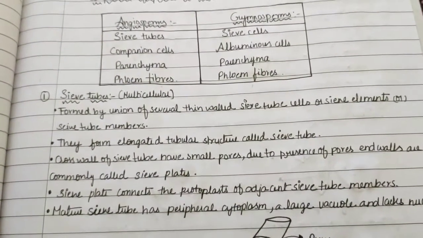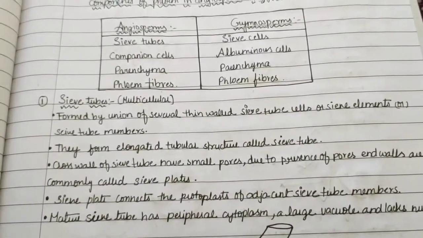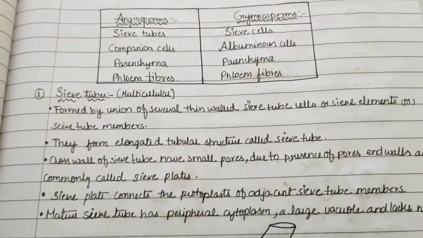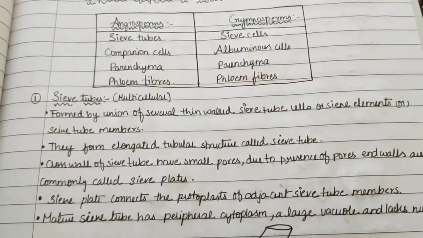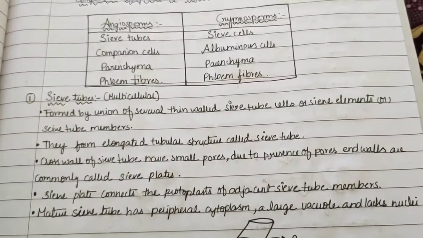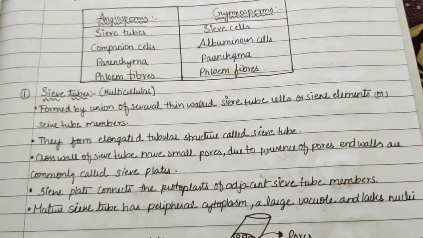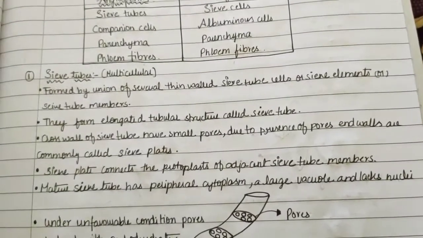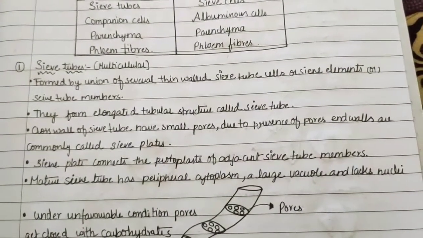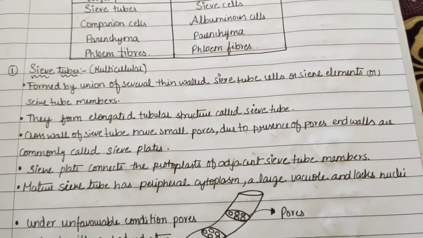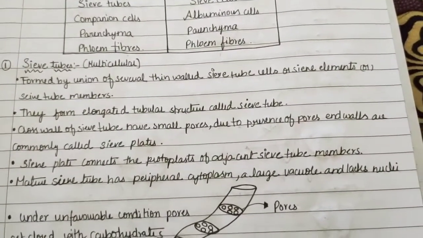Now let us discuss sieve tubes, which are multicellular. They are formed by union of several thin-walled sieve tube cells, or sieve elements, or sieve tube members. They form an elongated tubular structure called sieve tube. Cross walls of sieve tube have small pores, and walls with pores are commonly called sieve plates. Sieve plates connect the protoplasm of adjacent sieve tube members.